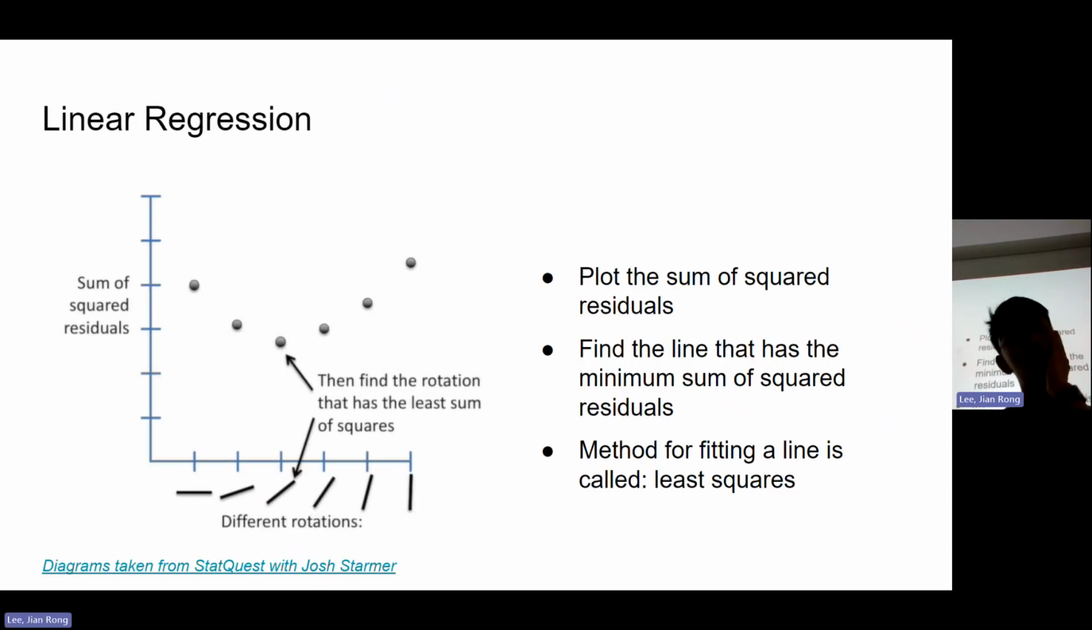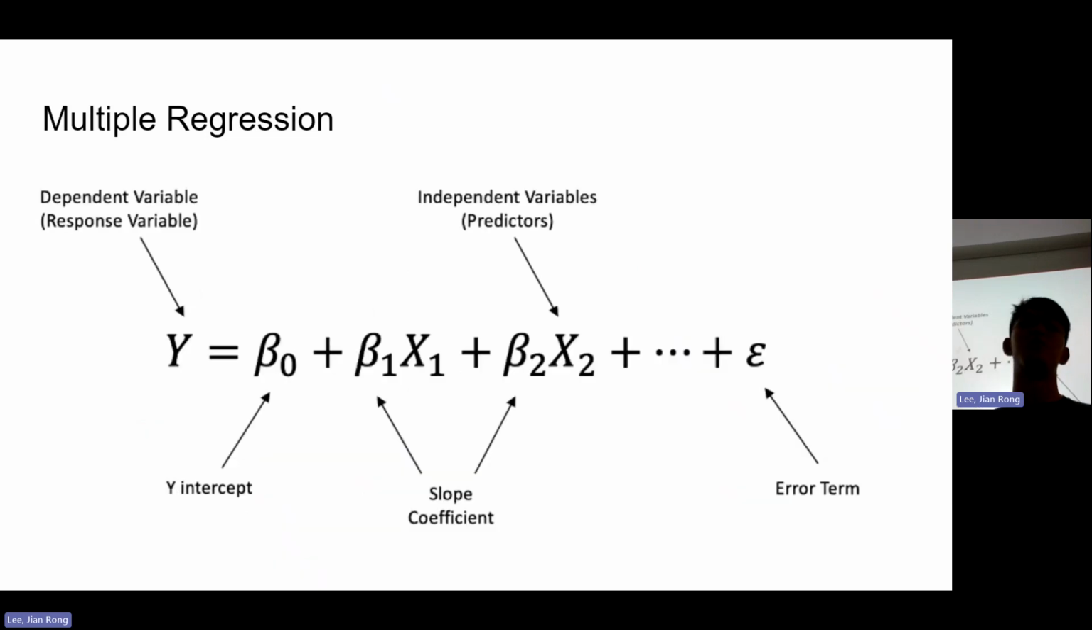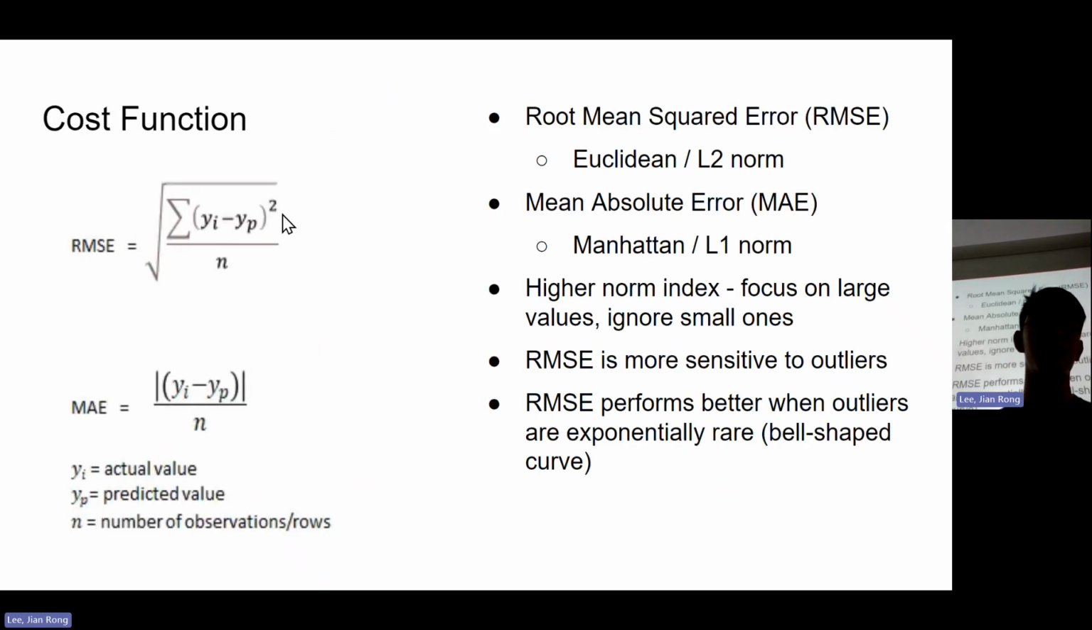So just now I mentioned for linear regression, it's just y equals mx plus c, right? But for multiple regression, you just have multiple x's, just x1, x2, and so on. The method is basically the same, like for calculating the cost function.